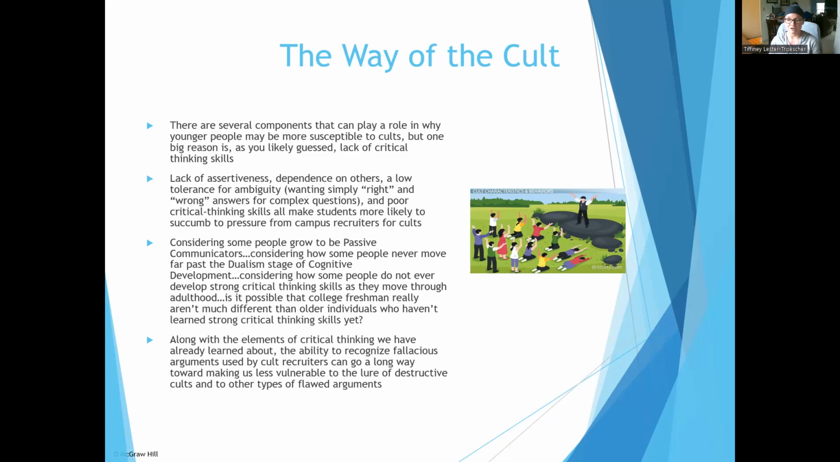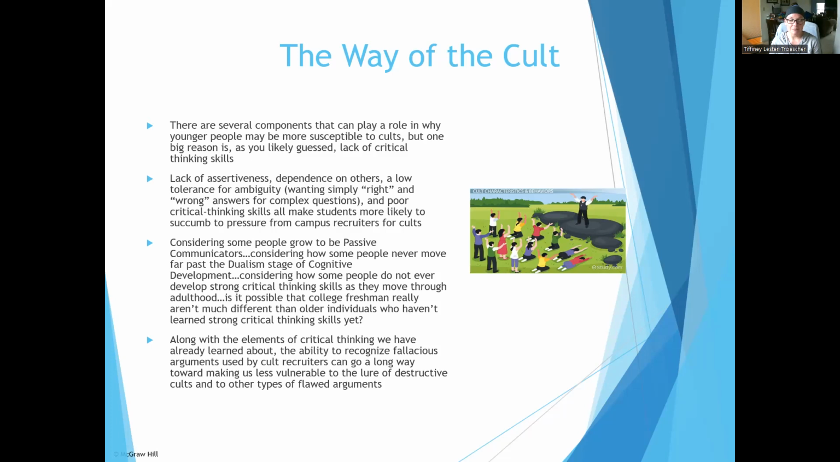Perhaps they could have started working on those skills before they were out on their own in the world, but it's just age and experience and knowledge. So a lack of assertiveness or dependence on others, a low tolerance for ambiguity, remember, wanting simply right or wrong answers to complex questions, stage 1, dualism, and poor critical thinking skills all make students more likely to succumb to pressure from campus recruiters for cults, or even if they're not on campus, however they come across them.